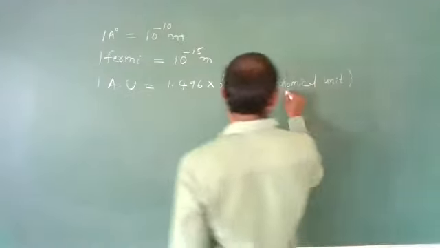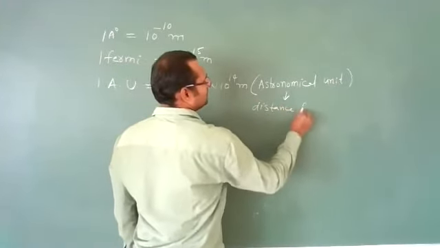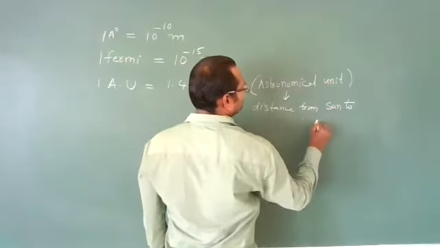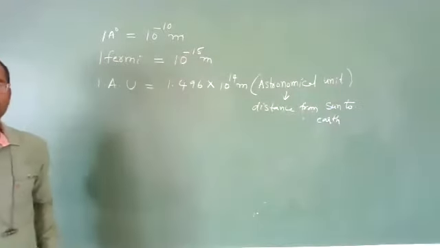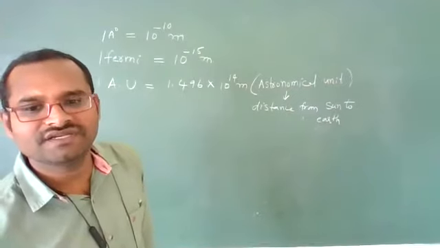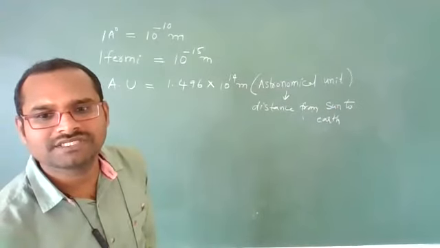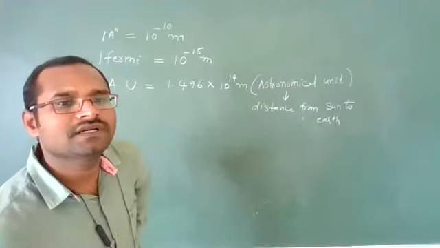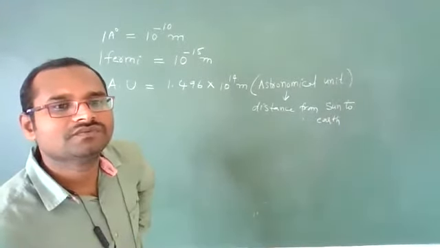What is this? It is the distance from sun to earth. You should remember this value. 1.496 into 10 to the power of 15 meters. Okay? It is a very important value. You must remember this value. Clear?